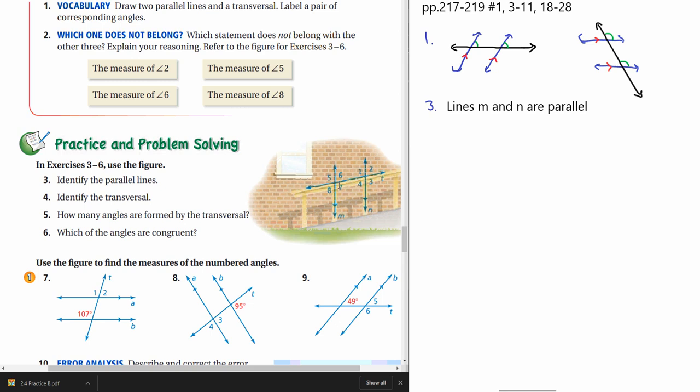In number 4, it says identify the transversal. The transversal intersects the other 2 lines, so line T is the transversal.